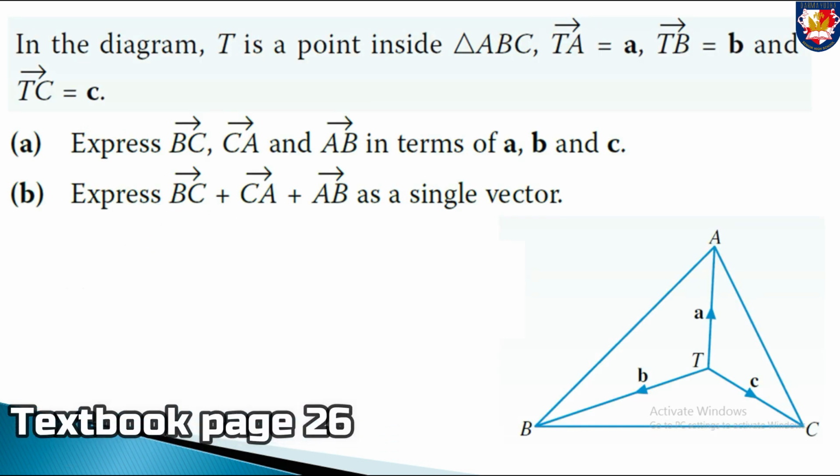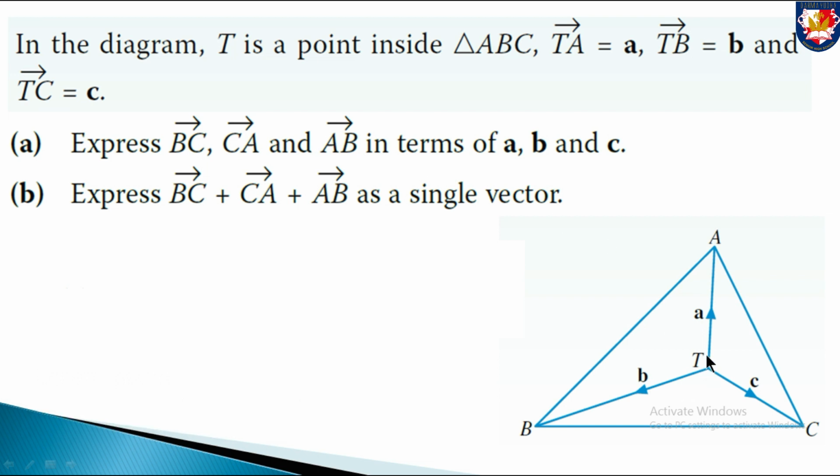Next example. In the diagram, T is a point inside triangle ABC. TA equals a, TB equals b, and TC equals c. Express vector BC, CA, and AB in terms of a, b, and c. Let's do one at a time. Let's do vector BC first. This is vector BC. See vector BC as a vector resultant. Vector BC is a vector resultant of vector BT plus vector TC. So we can write it as BT plus TC.